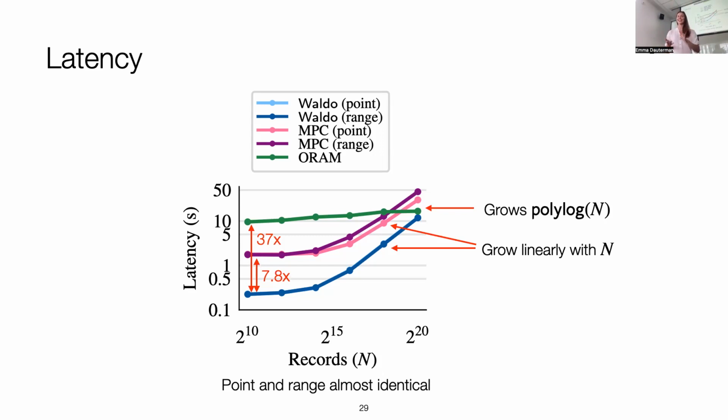This is a log-log plot, so the gap looks smaller than it actually is. But there is going to be some point where an ORAM-based solution is going to be better if you're just considering purely latency. So what's the range of data you're considering?